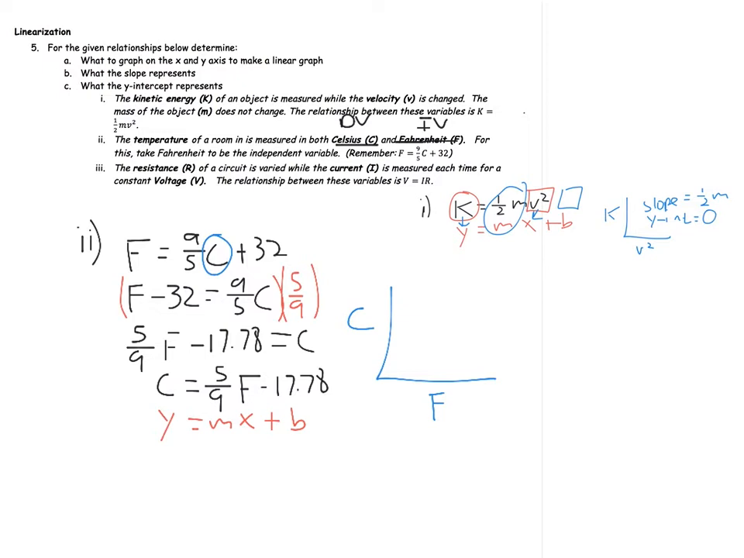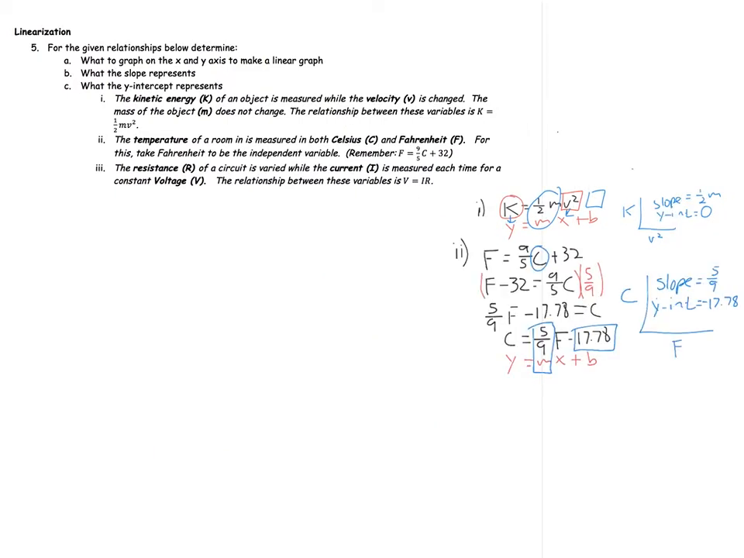Thinking about our slope, we look at that constant that's in front of our independent variable. In this case, it's 5/9. So this graph should have a slope of 5/9. And we think about our y-intercept, which is the part that's added on to the end of that side with our independent variable. And in this case, it is 17.78. So our y-intercept in this case should actually be negative 17.78.